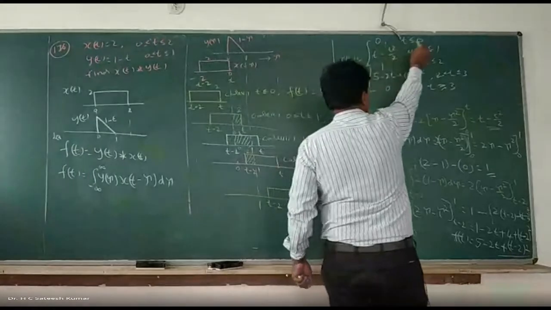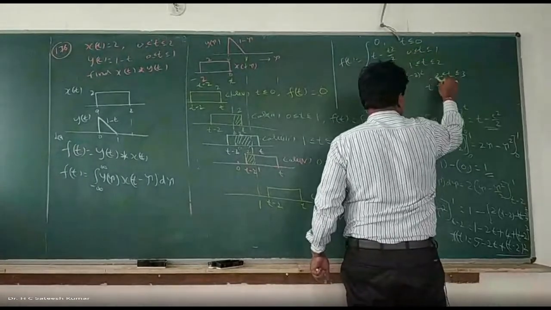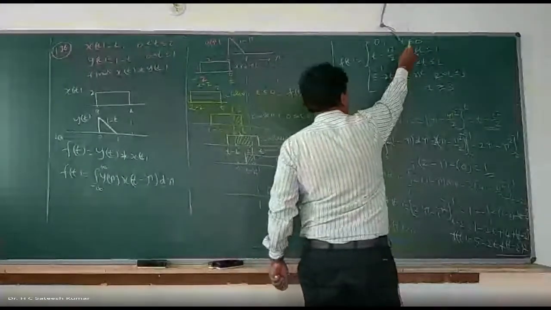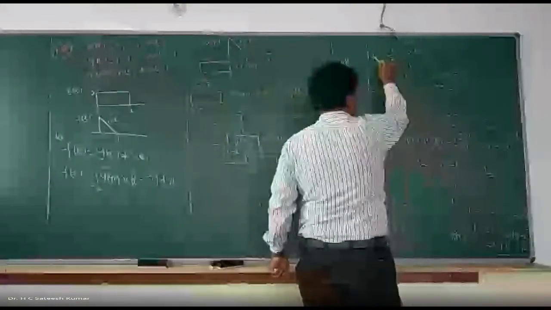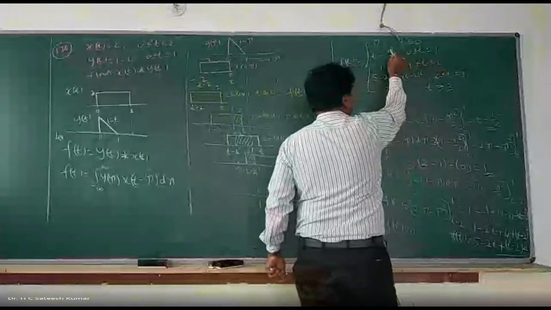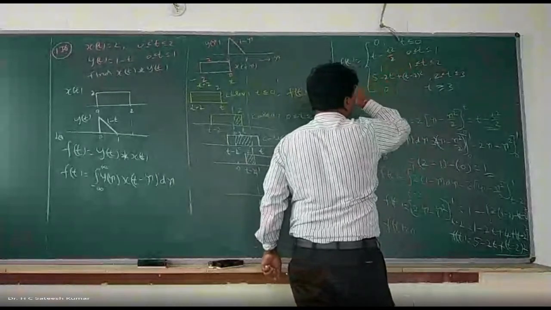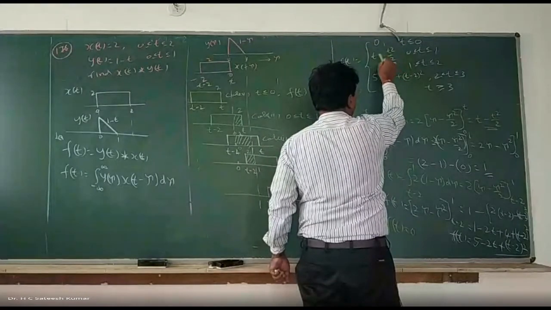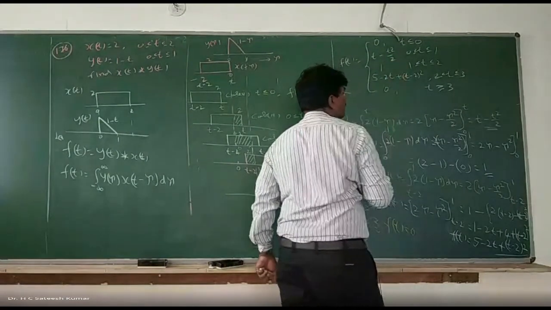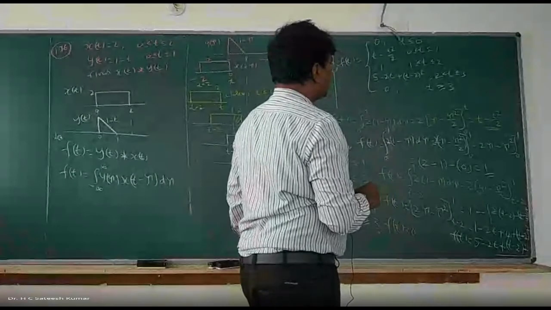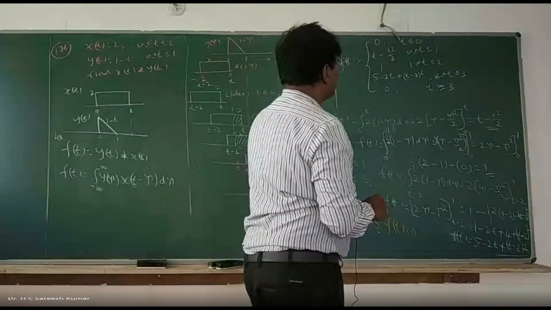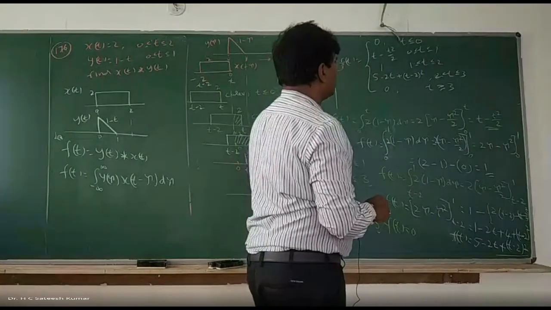Minus infinity to 0, 0 to 1, 1 to 2, 2 to 3, 3 to infinity. Therefore, the cases are correct. At 0, it is 0. When t is equal to 1, what do we have? 1 minus 1 by 2, so you will get half. Somewhere we made a mistake once again, for t lying between 0 and 1. Yes, here we made a mistake.